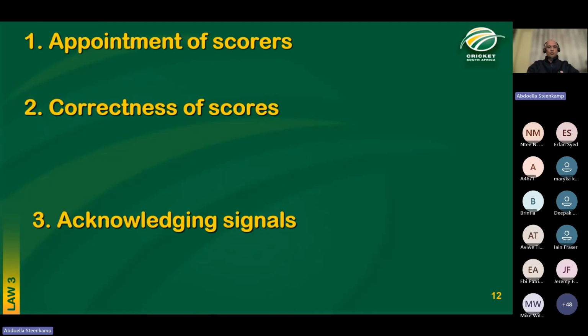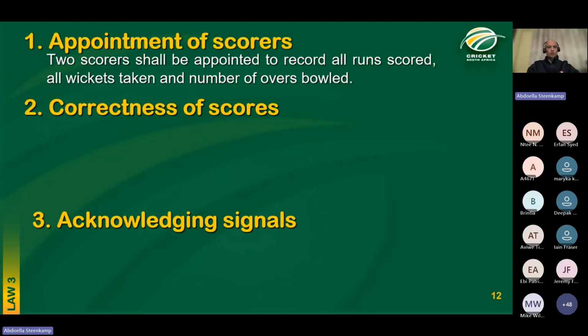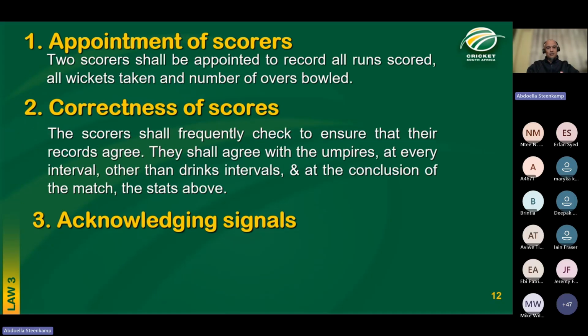When it comes to the scorers and the appointment of scorers, ideally 2 scorers should be appointed to the game, and these scorers should sit next to each other. And what do the scorers do? They need to record all runs scored, all wickets taken, and the number of overs that are bowled.